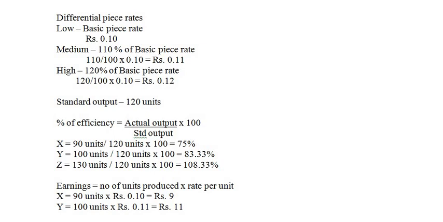Next, worker Z. He has produced 120 units. Now again check his efficiency level. His efficiency level is 108.33%, which means the high piece rate is applicable. So the high piece rate is 120% of basic piece rate, that is 0.12, which gives rupees 15.6. So this is how we calculate wages under Merrick's differential piece rate. Hope this problem is clear to you all.